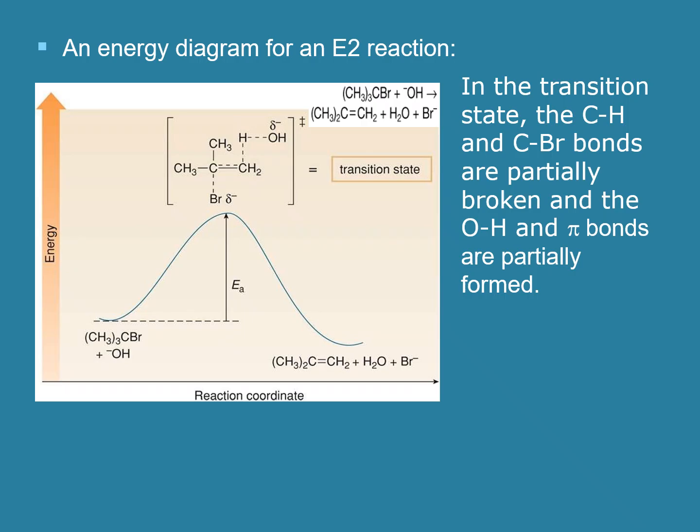And rate is represented as k into the concentration of base into the concentration of substrate. This is an energy diagram for an E2 reaction, and in the E2 reaction there is a transition state. That means the C-H bond and C-Br bond will be breaking, and the base will form a bond with hydrogen, and a double bond will be formed. That is known as the transition state. Here you can see the partial bond forming and bond breaking in this transition state. So this is just a representation of the energy diagram.